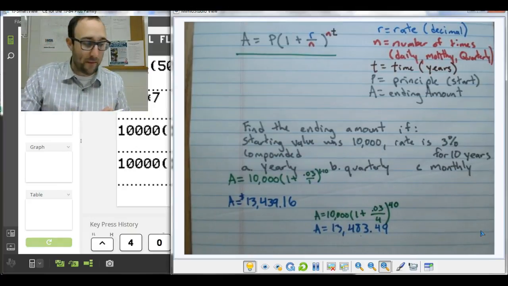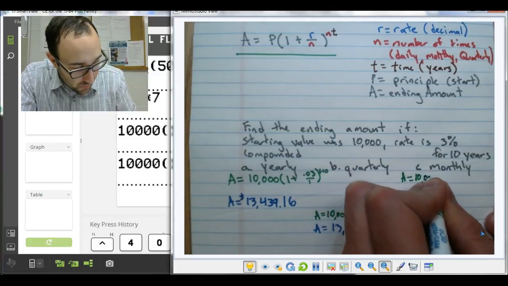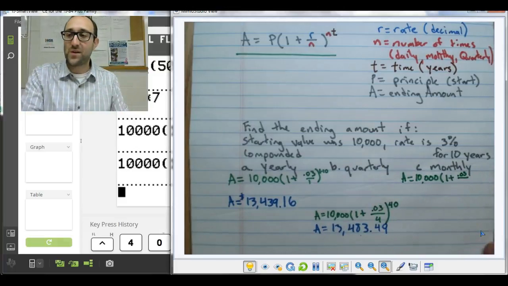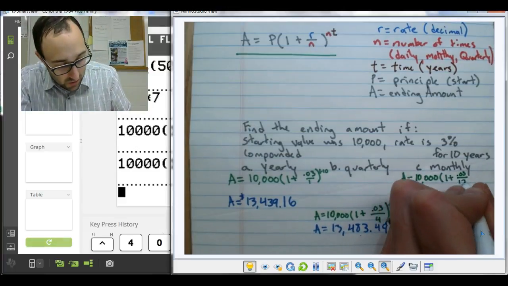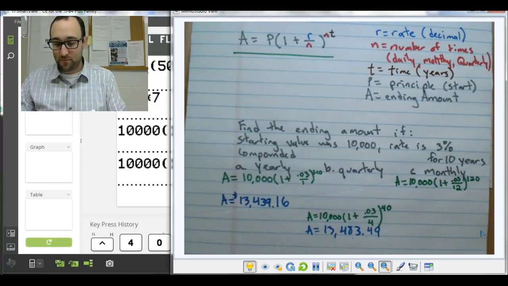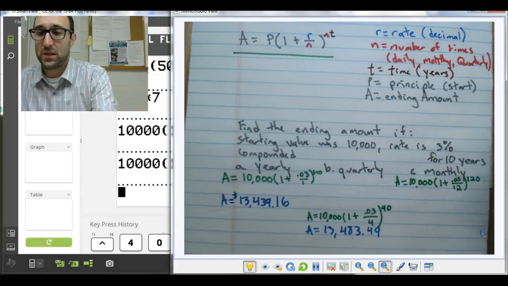So now what about monthly? We'd say the amount equals 10,000, parentheses, 1 plus 0.03 over how many times is that going to be? That's right, it's going to be 12, and that's going to be to the 120th power. All right, so question number 4: how much is it for monthly?